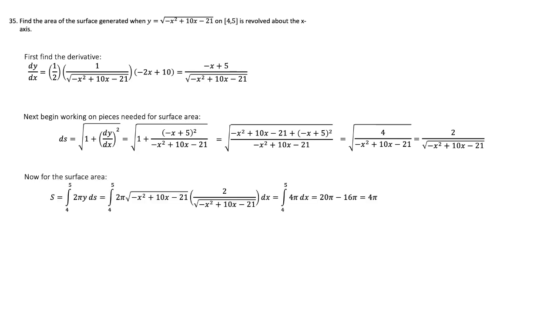Now for the surface area. The formula for that is the integral, in this case from 4 to 5, of 2 pi y ds. So we simply plug in what we have for y and what we have for ds, and simplify it down. It looks ugly at first, but it simplifies down nicely. And the end result is 4 pi.